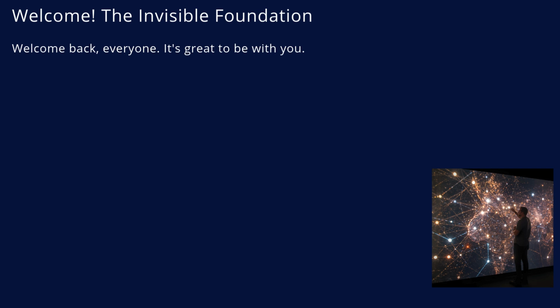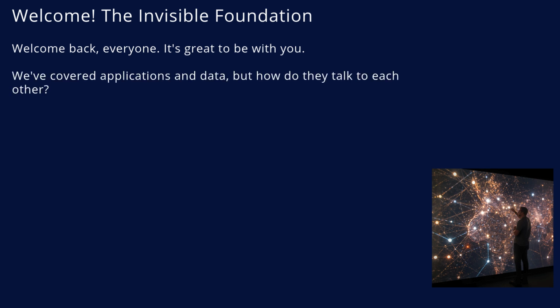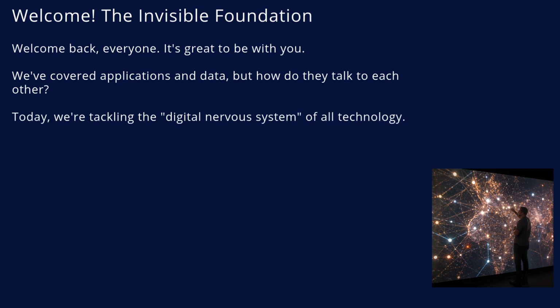In our previous sessions, we've explored the applications we build and the data they rely on. But we've been missing a fundamental piece of the puzzle. How do all these systems, servers, and users actually communicate with each other, whether they're in the same room or on opposite sides of the world? Today, we're going to explore that invisible foundation. We're going to study the digital nervous system of a modern business, its computer network.